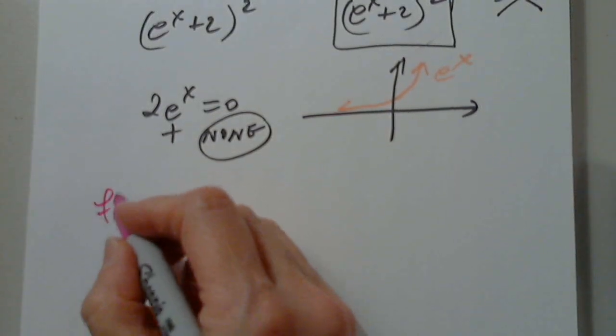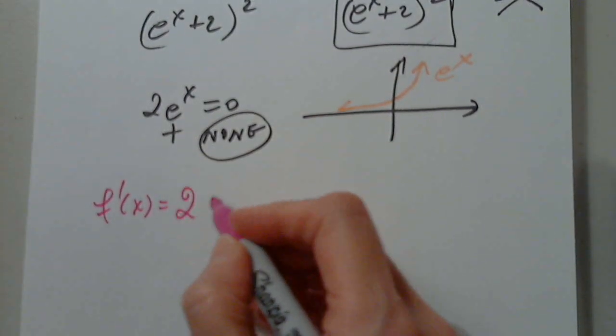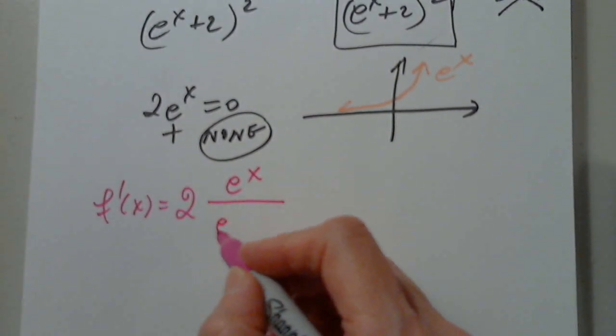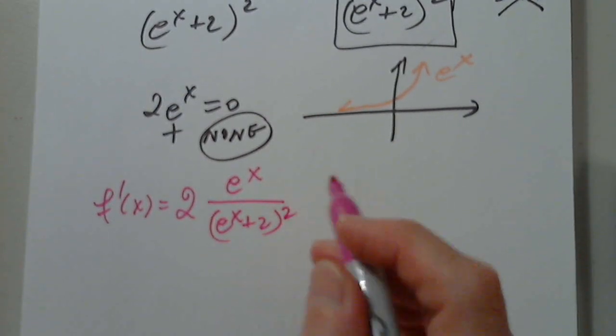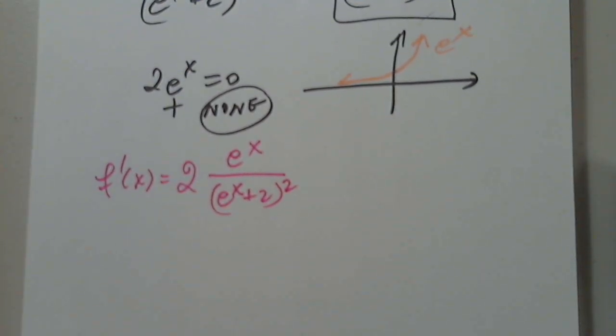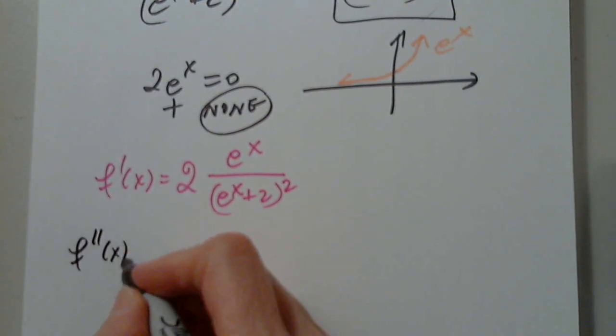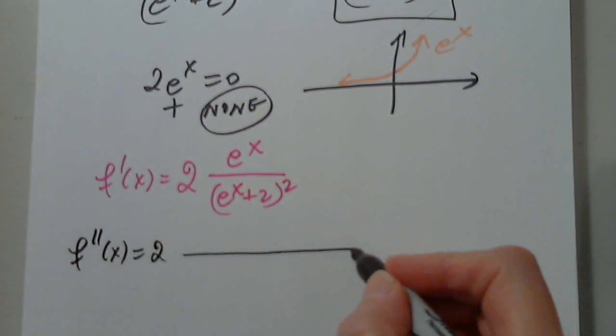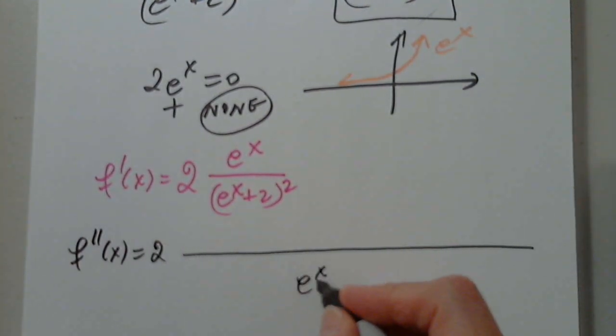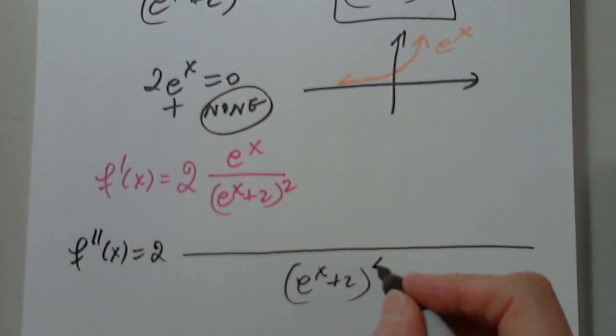So the first derivative is 2 e to the x over (e to the x plus 2) squared. You can say that 2 is not such a big deal. You can leave it in. Yep, you could. So the second derivative, 2 over (e to the x plus 2), everything to the fourth power.